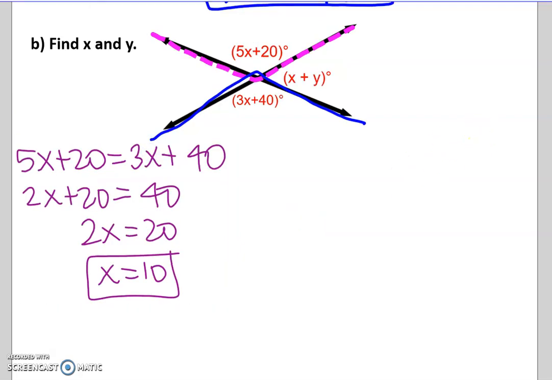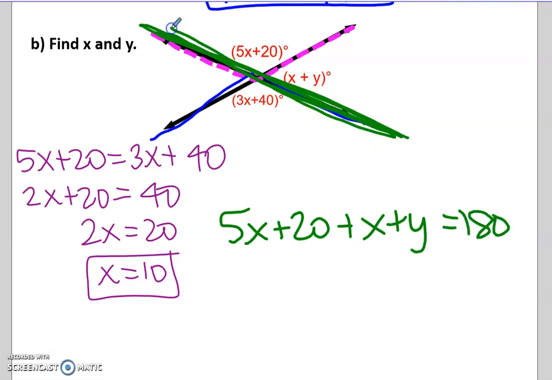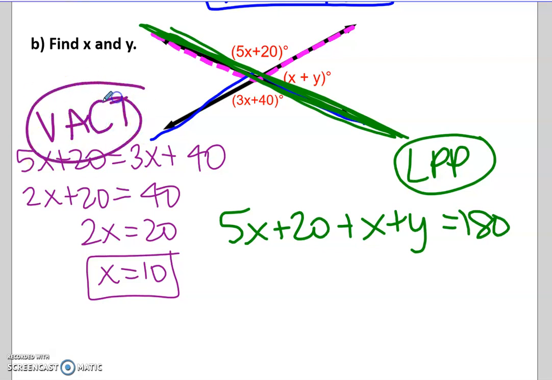Now let's tie in that linear pair, right? Let's tie in that supplementary theorem, okay? Where we can say that linear pair postulate. That's what we're going to tie in here. I'm going to say, using this right here, there's my linear pair. 5x plus 20 plus x plus y equals 180. Because of the linear pair postulate. So this is the linear pair postulate. We'll say that. And over here was the vertical angles congruence theorem. Whoa. Okay. Solve this next equation.